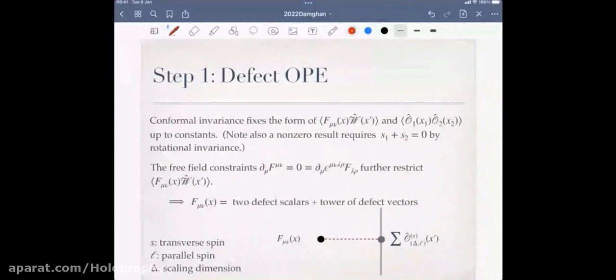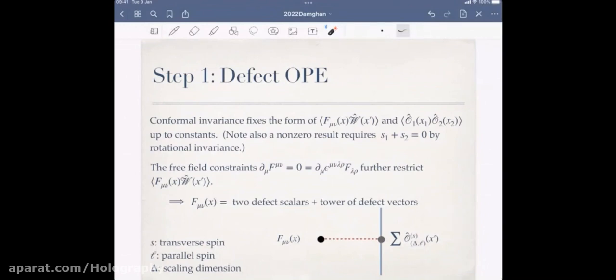So step 1. We use conformal invariance. We're using symmetry all over the place here. The conformal invariance of this model is going to fix these 2-point functions, the 2-point function of the field strength with a boundary operator and the 2-point function of two boundary operators, up to numbers, up to constants. There's also going to be a constraint on the perpendicular spin. We have this SO(2) rotation around the wire, which is characterized by some spin quantum number I'll call S. And so that always has to vanish when you sum up the S's in the correlation function.